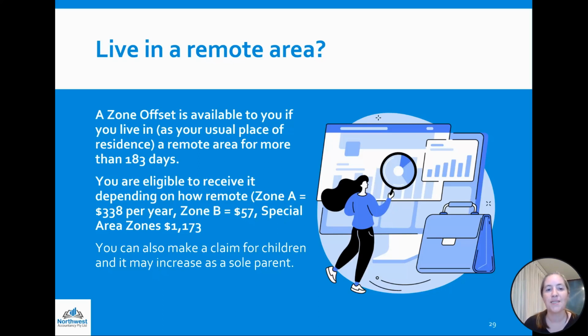Zone B is those less remote but more accessible areas. So you think Kalgoorlie, it's only a 4 or 5 hour drive from Kalgoorlie to Perth versus Karratha is 16 hours. And those special zone areas, so Onslow, Exmouth, up in the Kimberley, so Kununurra, Derby, those sorts of areas, they get $1,173 off their tax just because they live in a remote area.